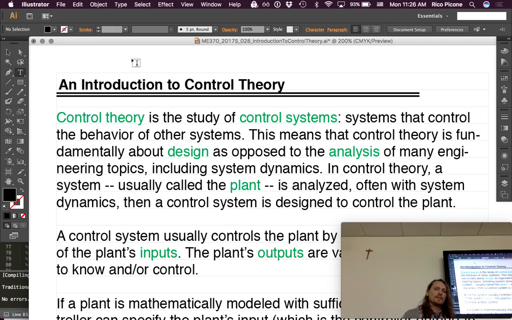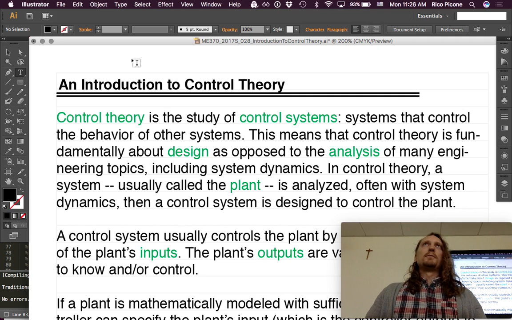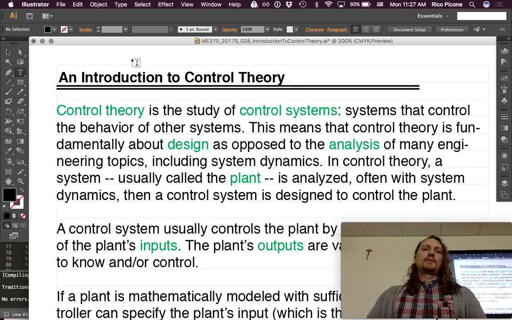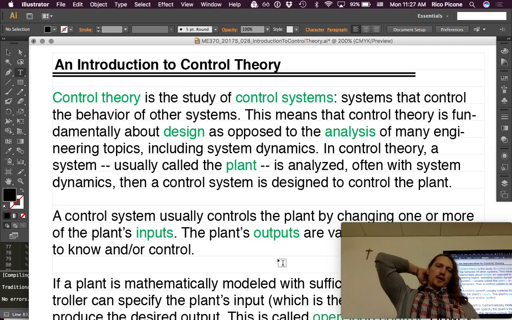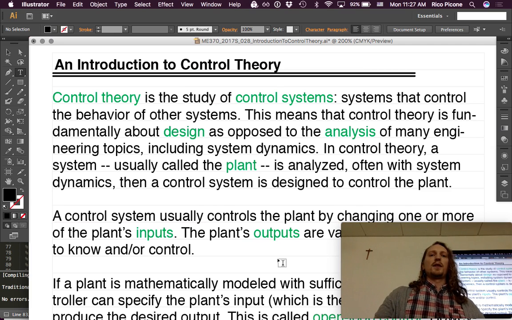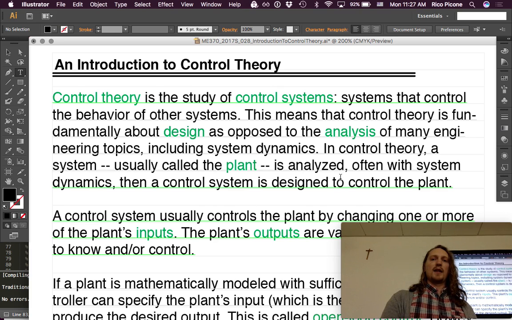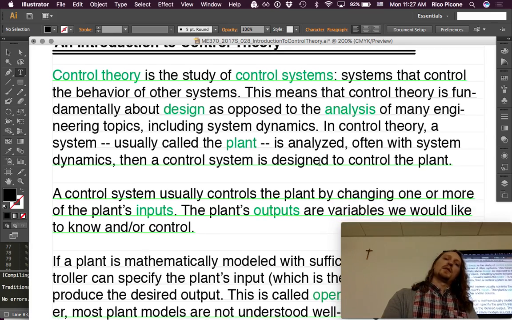So, okay. I'll go through this set of notes a little bit, and we will get a sort of flavor for what we're going to be doing. So, control theory is the study of control systems that control the behavior of other systems, okay? So when you have a controller on there, then it controls the original system, or sometimes called the plant. So this means that control theory is fundamentally about design as opposed to analysis, like system dynamics is about analysis. So in control theory, a system, usually called the plant, is analyzed, often with system dynamics. Then a control system is designed to control the plant.